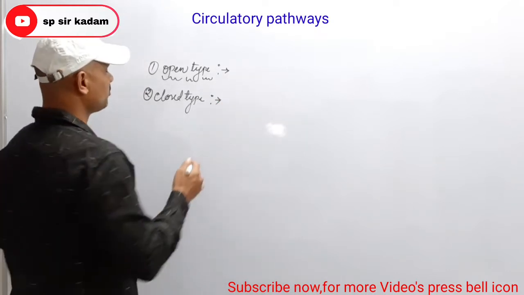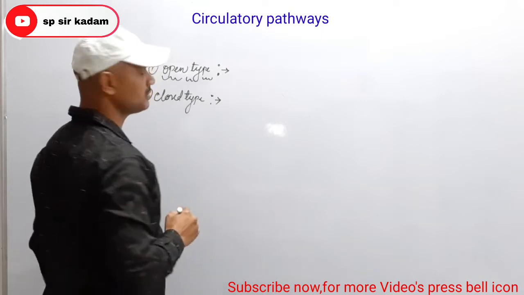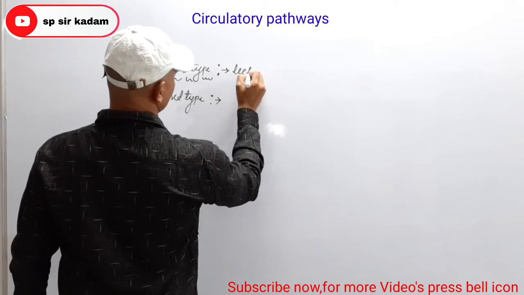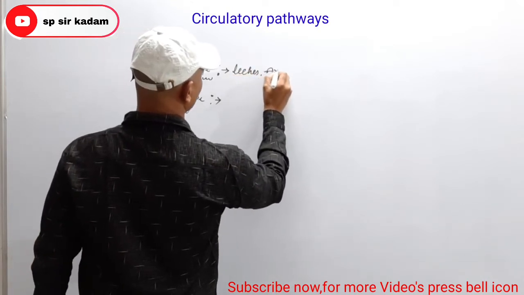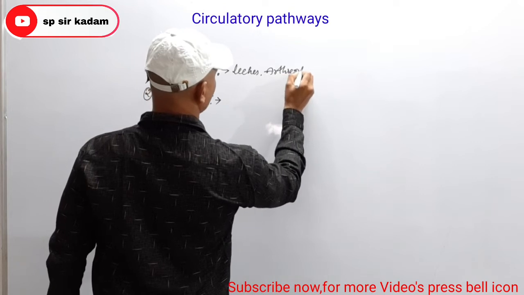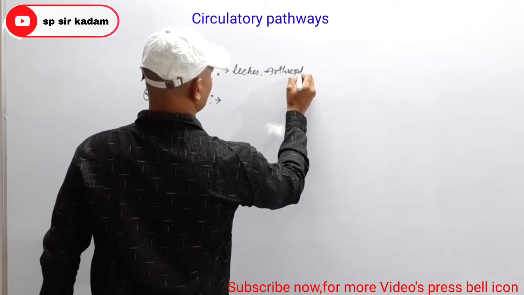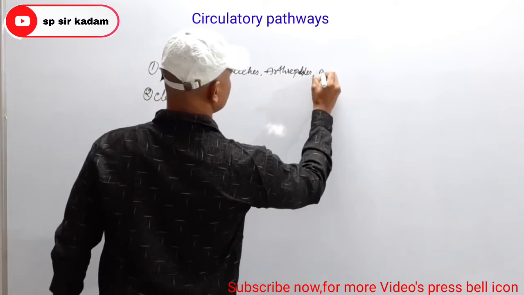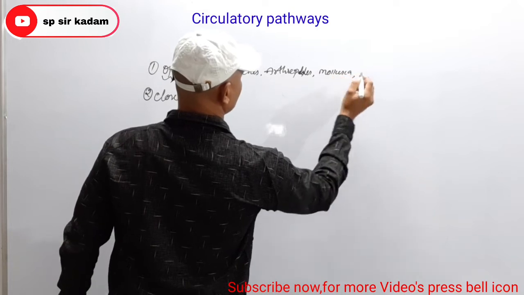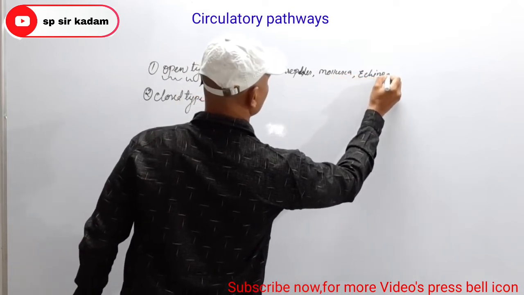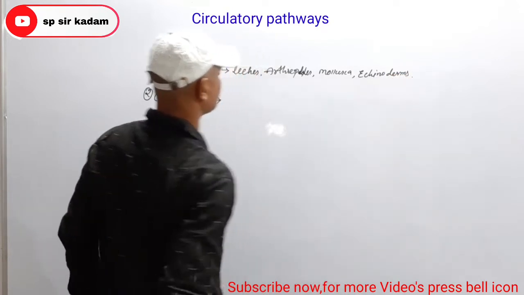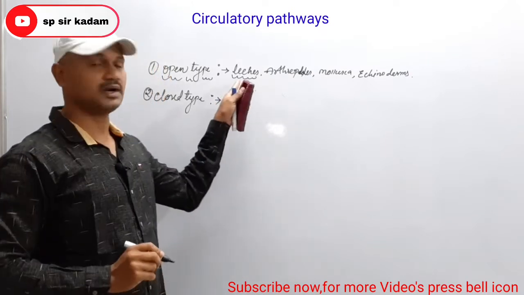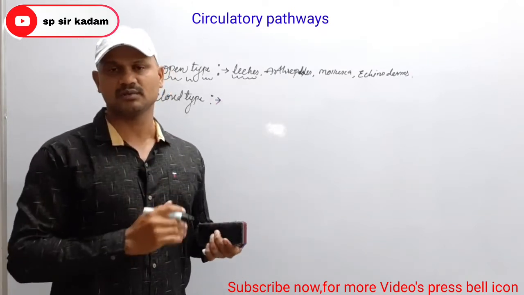Examples for open type of circulation, the animals in which circulation is open type: leeches, then arthropods, then molluscans, then echinoderms. So leeches belong to phylum Annelida. One important point is what? In leeches, both open type and closed type of circulation.